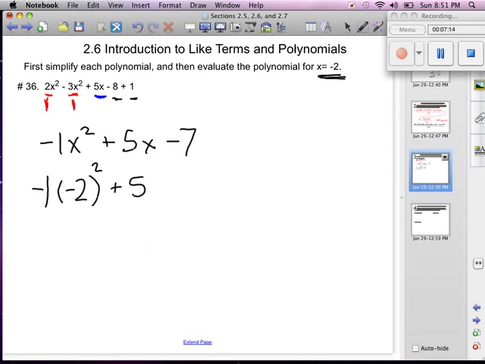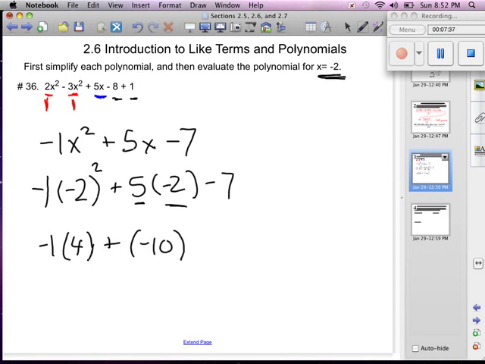Okay? So let's do our exponent first. -2 times -2 is +4. But I do have this -1 out there that I need to keep. I can go ahead and do this 5 times -2 now. That's going to be -10. And then -7 comes down. -1 times 4 is going to become -4 plus -10.